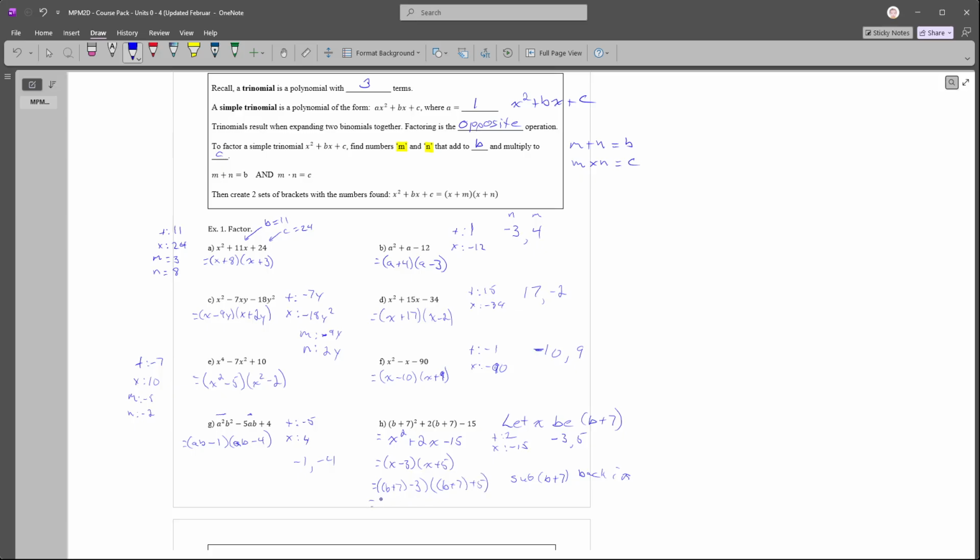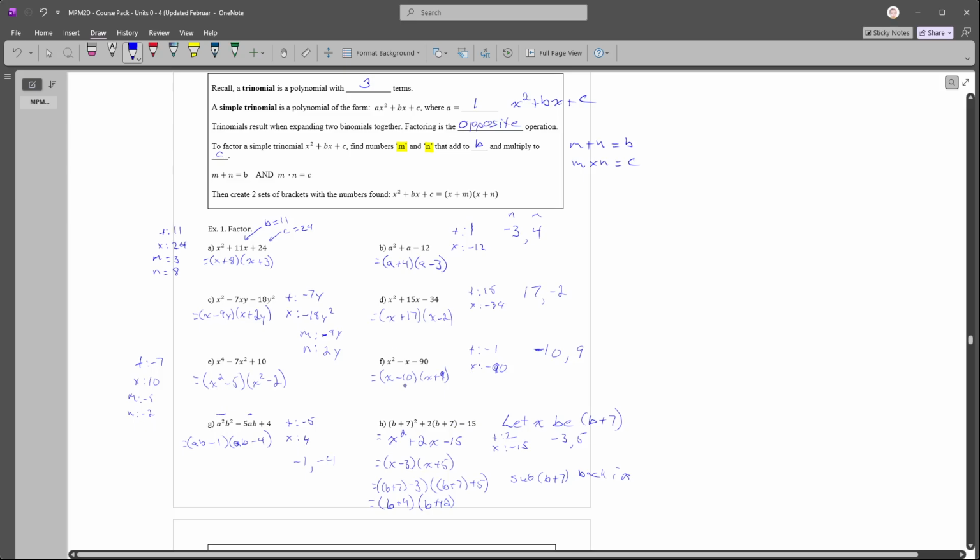Okay, now let's simplify. b plus 7 minus 3, that's the same as b plus 4. And then over here we have b plus 7 plus 5, that's b plus 12. And there we go. We've solved the problem. Just because it looks challenging doesn't mean it's as challenging as you think it is. So try and simplify your work as much as you possibly can. So this is the basics of factoring in simple trinomials, but we're not quite done yet.